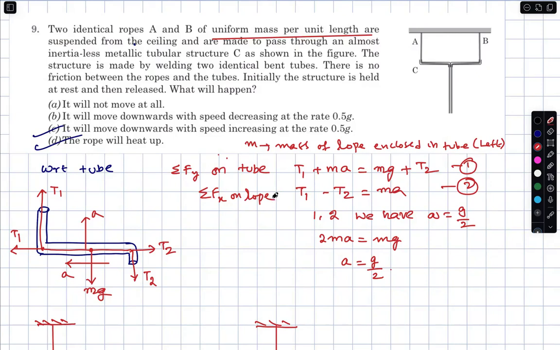So what did I prove? What will happen? It will move down. There is no frictional force between the ropes, and initially the structure is held at rest and then released. For the structure, the acceleration is 0.5 g. That's what I have. Next, the rope will heat up. How do I know the rope will heat up? Don't say there is friction and all that. There is nowhere it is mentioned friction.